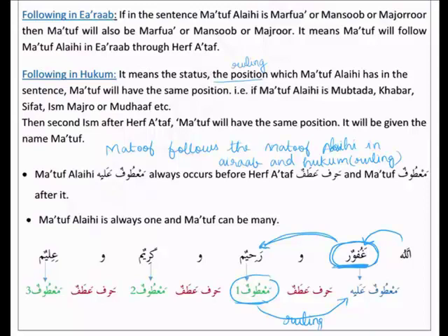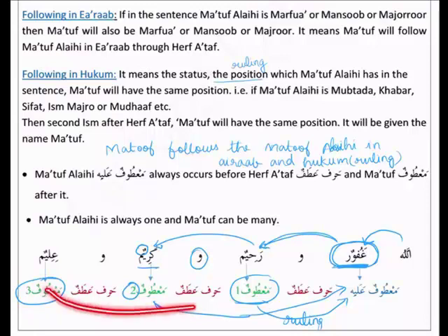Now this wow is again a harfu ataf. Kareemun is what? Matuf number 2, whose matuf alayhi is the same, isn't it? Ghafurun. So ghafurun is the matuf alayhi. So matuf number 2 will also follow the matuf alayhi in i'rab, which is in the rafa state, and the ruling is still continuing. And then you have matuf number 3, which will also function the same way. So matuf number 3 will also have the same matuf alayhi.